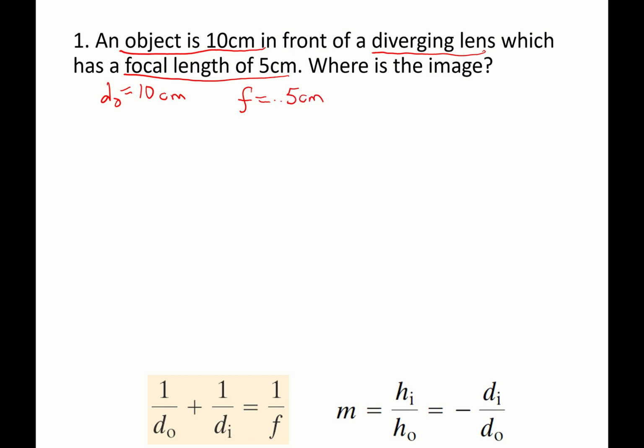But because it's diverging, we're going to use a negative sign. And where is the image? So it's asking what's DI. So what equation are we going to use? Well, we're going to use the equation at the bottom: 1 over DO plus 1 over DI equals 1 over F. We know DO and we know F. So 1 over DI is 1 over F minus 1 over DO. Okay, so that's 1 over negative 5 minus 1 over 10.